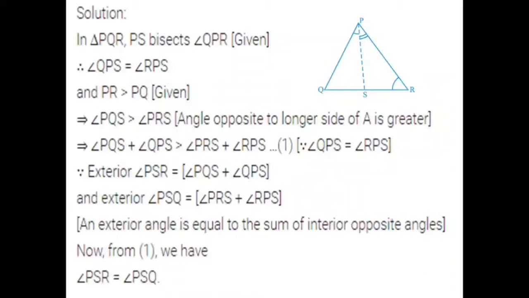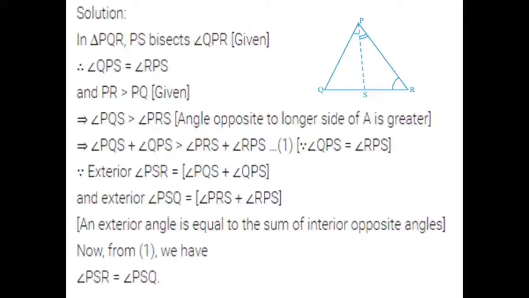PR is greater than PQ. So the angles opposite to these sides would also be unequal. Opposite to PR, we have angle PQS, and opposite to PQ, we have angle PRS. Now I'm going to add angle QPS on the LHS and angle RPS on the RHS.